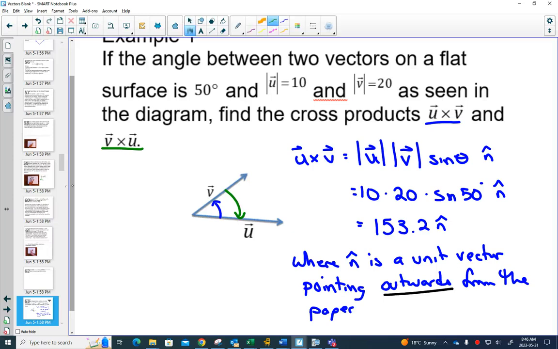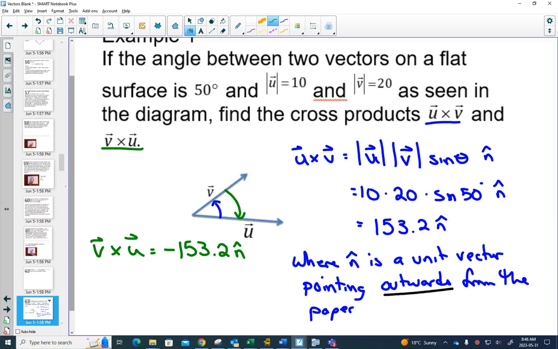Two different ways that you could then do v cross u. The easiest way to do v cross u is that it's exactly the same but going inwards. So we could just take the answer that we had and put a negative in front. Since we've already defined that the unit vector n was outwards, by putting a negative there, that makes it go inwards.